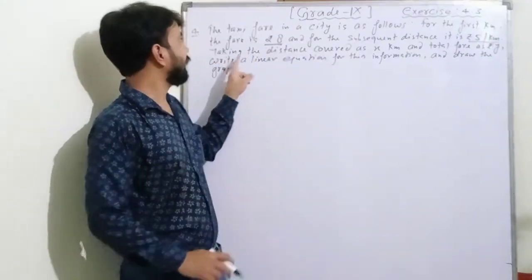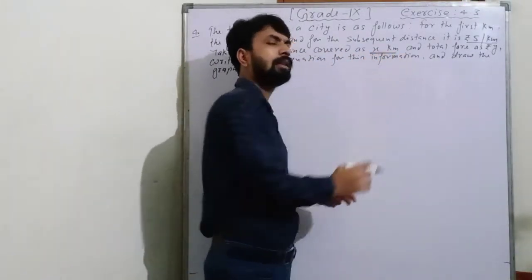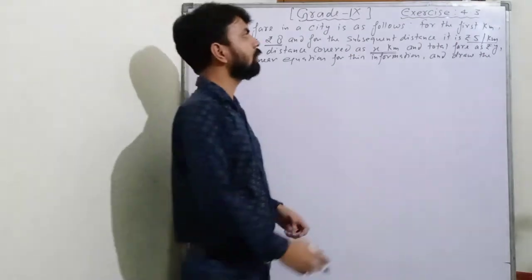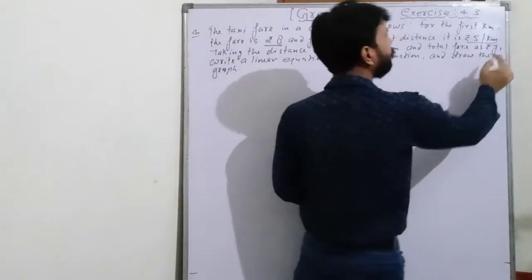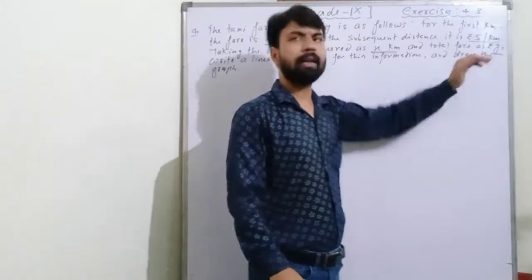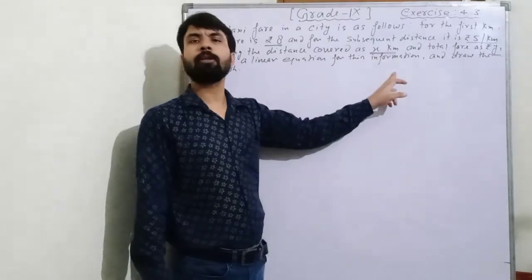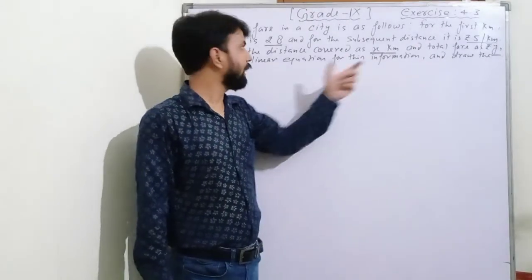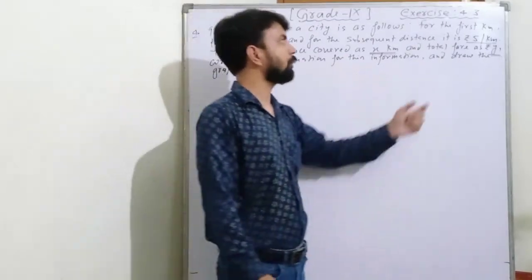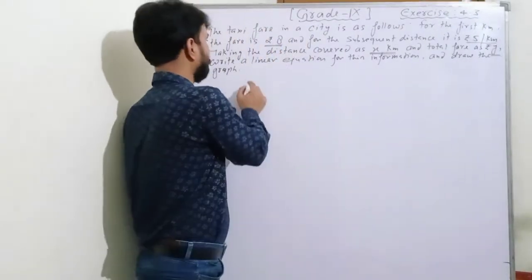Great. Taking the distance covered as x kilometer. Consider the distance covered is x kilometer and the total fare is rupees y. Total distance x kilometer and total fare is y rupees. Write a linear equation for this information. We have to create a linear equation for this information and draw the graph. Clear? So see what is given here.